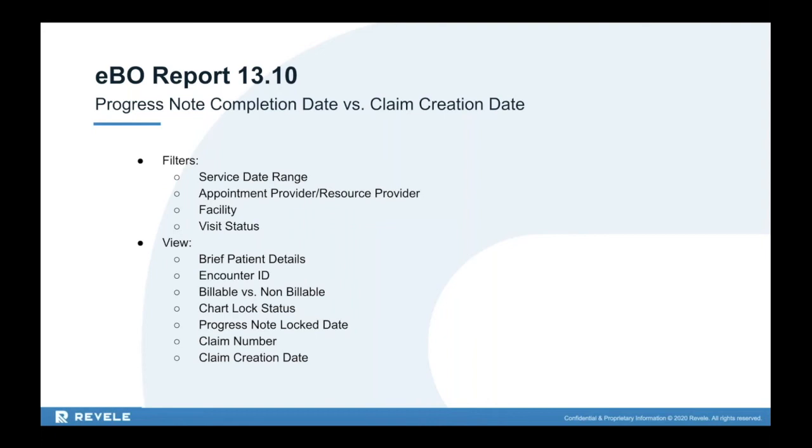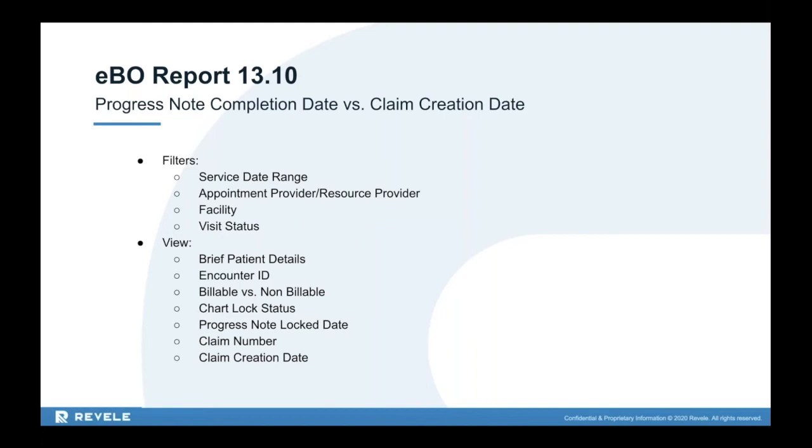But whenever that report is run, you get some brief patient details, like an account number or patient name. You'll get an encounter ID from there. There'll also be a column for billable versus non-billable. A lot of times with this report, I will encourage people to export it into Excel where they can filter out the non-billable and only look at the billable ones. The chart lock status will say yes or no, whether it's been locked. And if it has been locked, it's going to give you that progress note lock date. Once a claim is created, it will give you that claim number and then the date that was created.